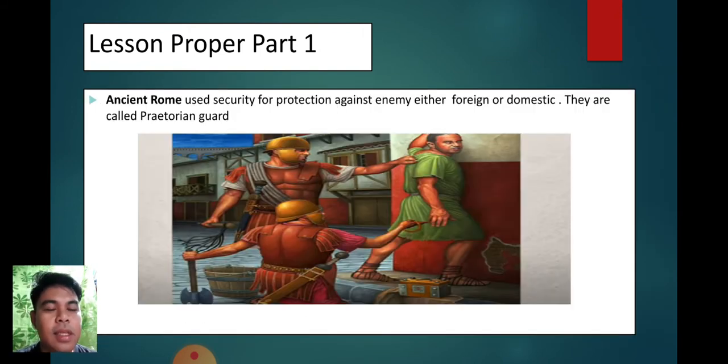As you can see, in another picture I captured, a Roman guard is arresting a person who is either a criminal or a thief, or someone who committed violations against their laws. These guards are called Praetorian guards. Remember, take note of that, class. The Roman guards are called Praetorian guards.